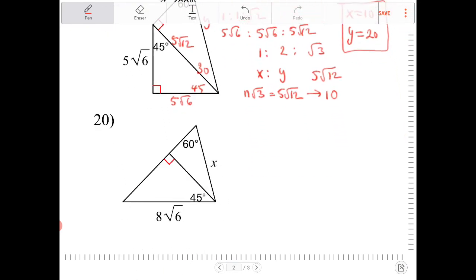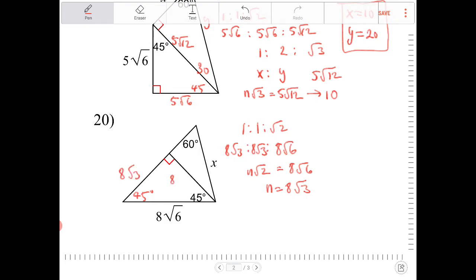Alright, next, or last rather, this is 45. So here I have 8 radical 6. So it's 1 radical 2. Again, the 8 radical 6 corresponds with the radical 2. So I need to figure out what is the factor that I'm multiplying to radical 2 to end up with 8 radical 6. If I divide both sides by radical 2, I end up with 8 radical 3. So that means I'm multiplying each of the 1's by 8 radical 3. So these are 8 radical 3, 8 radical 3.